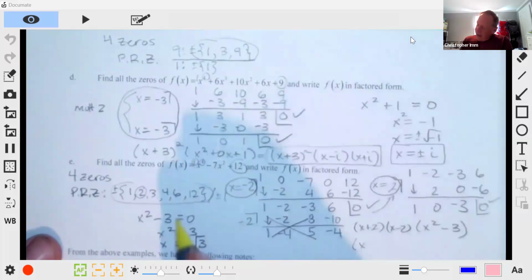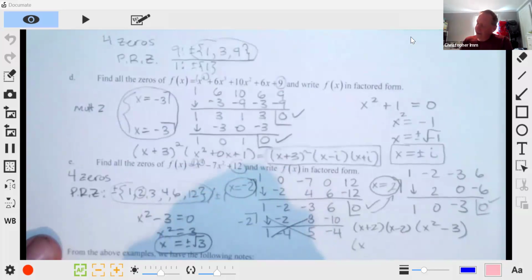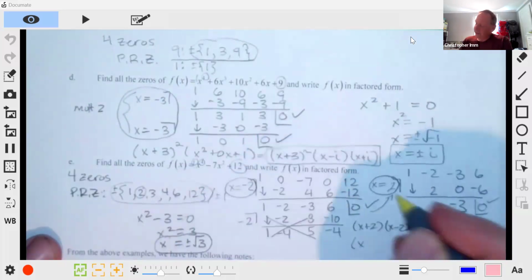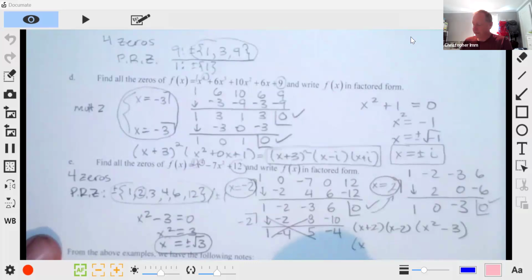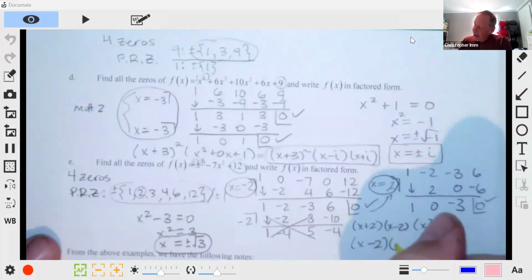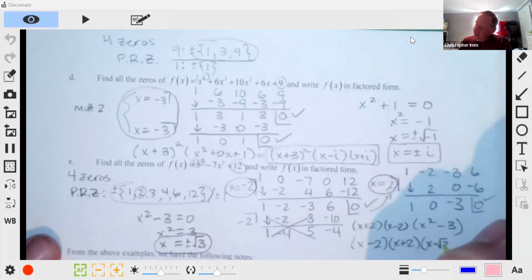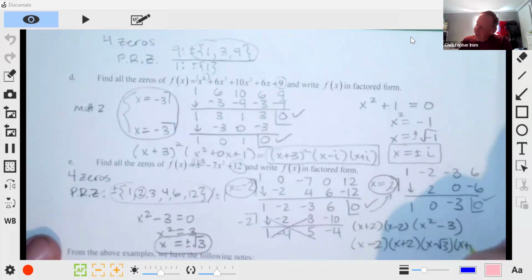So those are my last two zeros. I have plus or minus square root of 3, x is equal to -2, and x is equal to 2. Those are my 4 zeros. Notice these are also evenly distributed about the y-axis. So my factored polynomial would be x minus 2, x plus 2, x minus √3, and x plus √3.